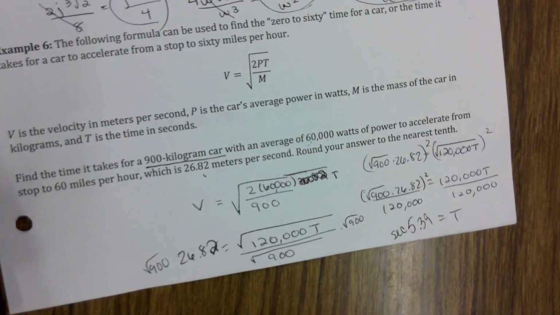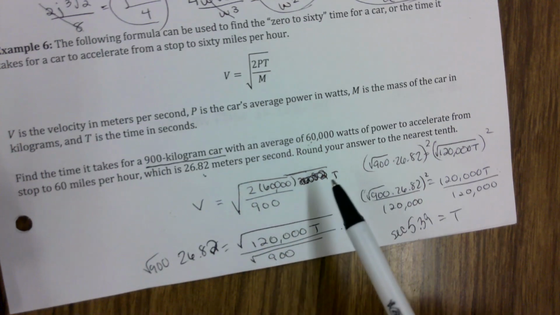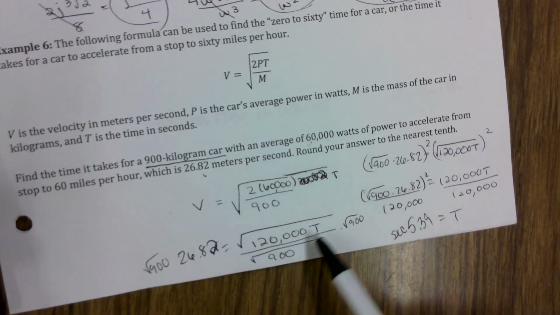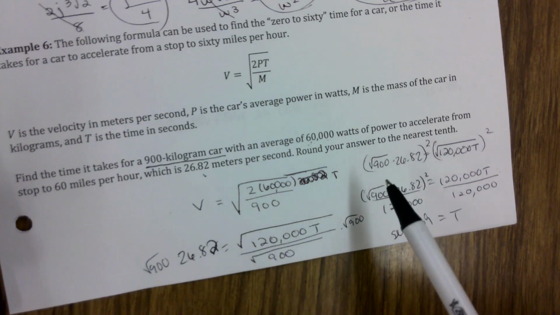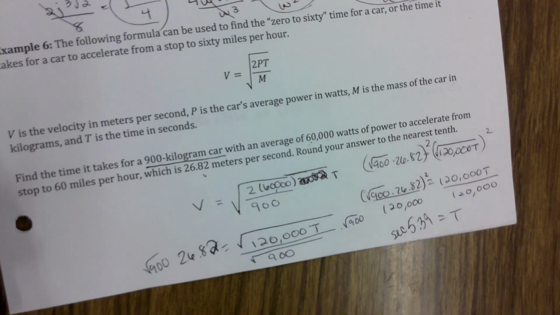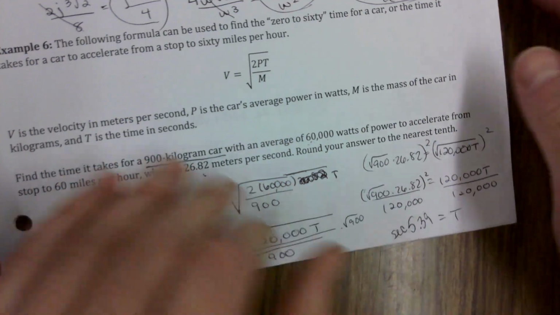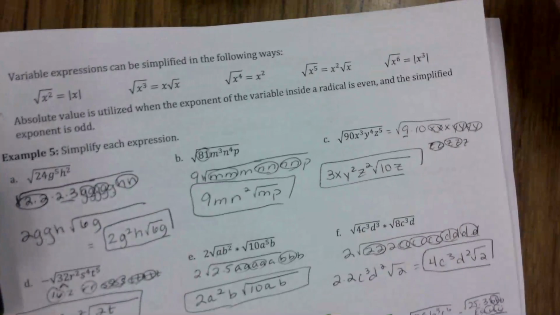If you're like, whoa, what did you just do? Well, I plugged in the information they gave me, and then I tried to isolate the variable. I got rid of the square root of 900. Then I simplified this to have 120,000. Then I got rid of the radical by squaring, and then I divided by 120,000. Just do the best you can on these. Okay, and that's it for that section, and you're going to finish the other half of that today.